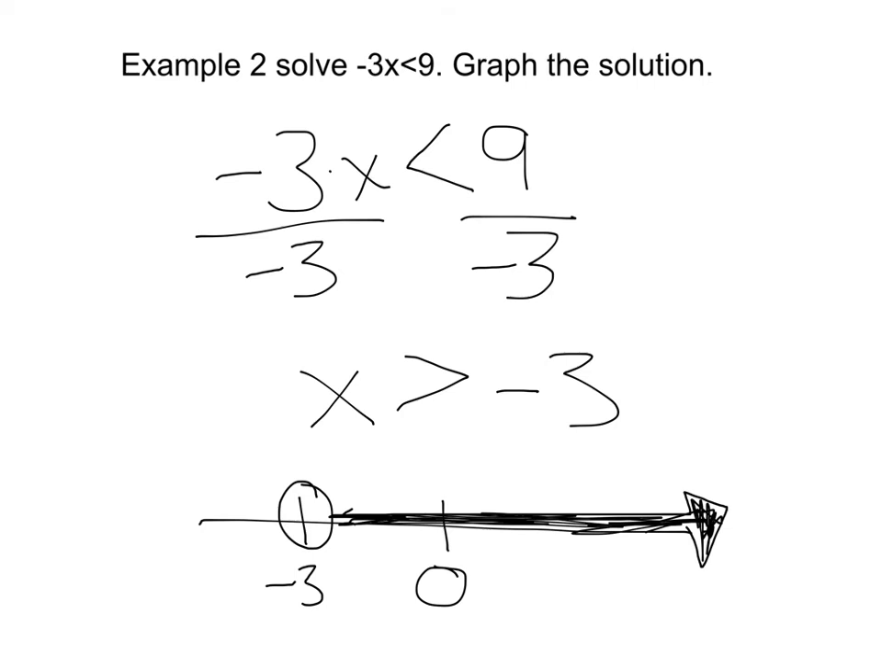Your final solution should be that x is greater than negative 3. I switched the sign, and that's why x is now greater than negative 3. I know that this is the solution because once I graphed it, I can take any one of these solutions to the right of negative 3 and plug it in. If I have a point of 1 and I plug it into my equation, I would have negative 3 times 1 is less than 9. If I did that, I would have negative 3 is less than 9, and I know that is true.